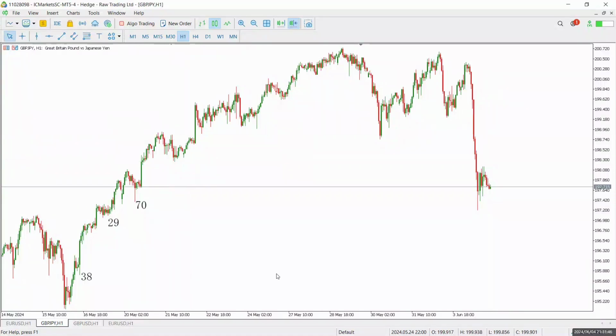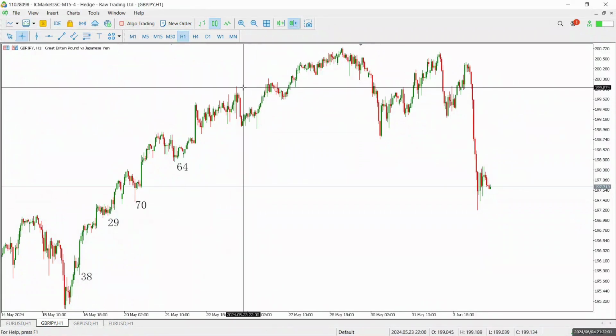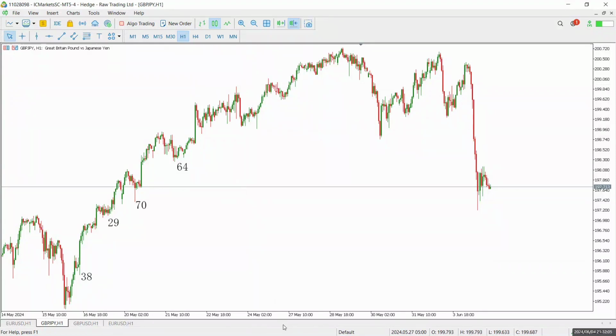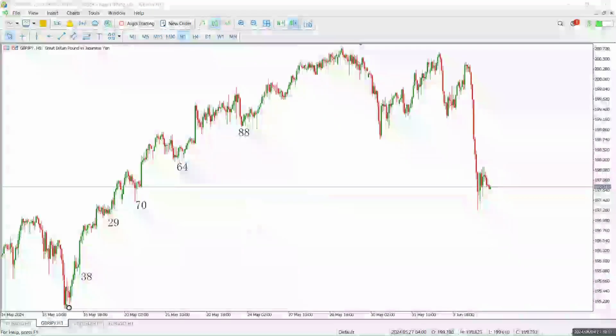Then the next one, from the highest point right here to the lowest point here, is what, 64 pips. Sorry about that. This is 64 pips. Then the next one, from the highest point right here to the lowest point right here, is 88 pips.